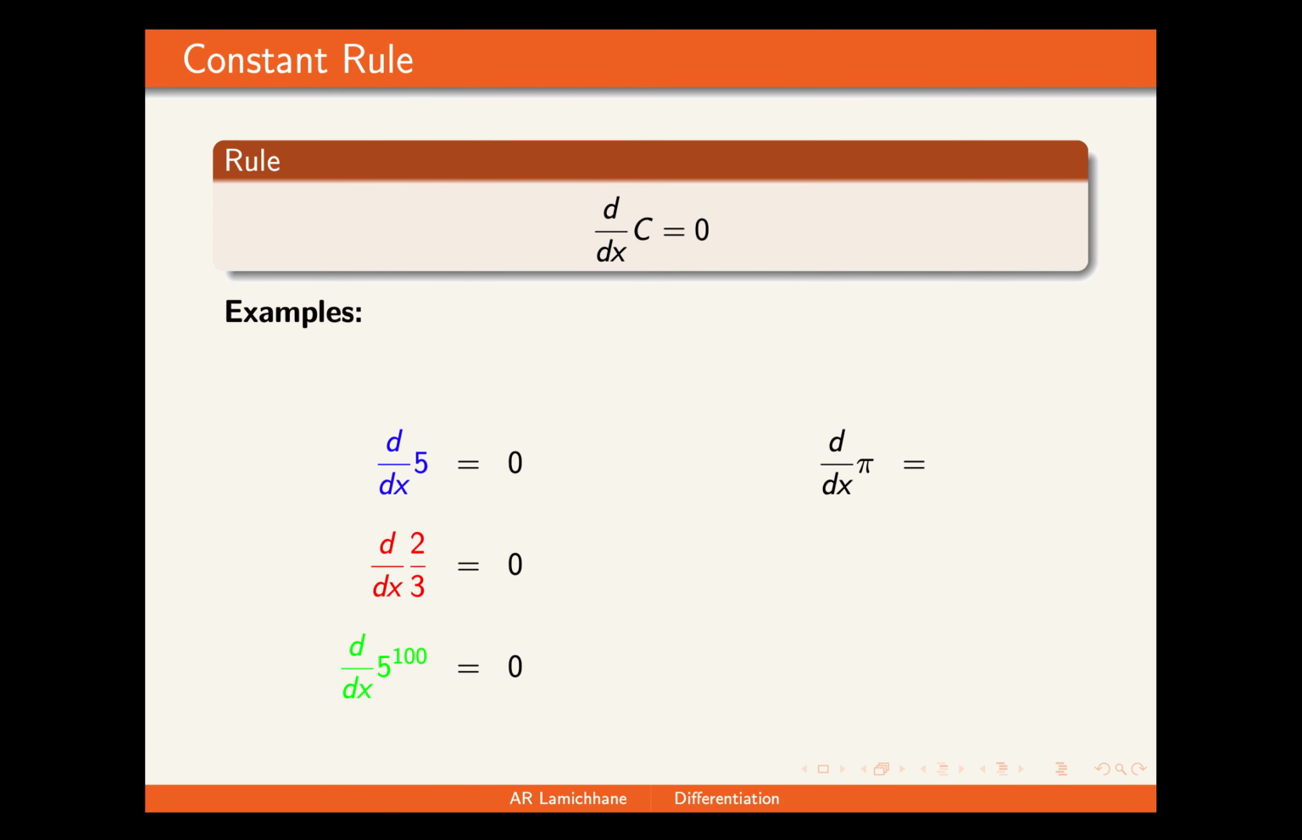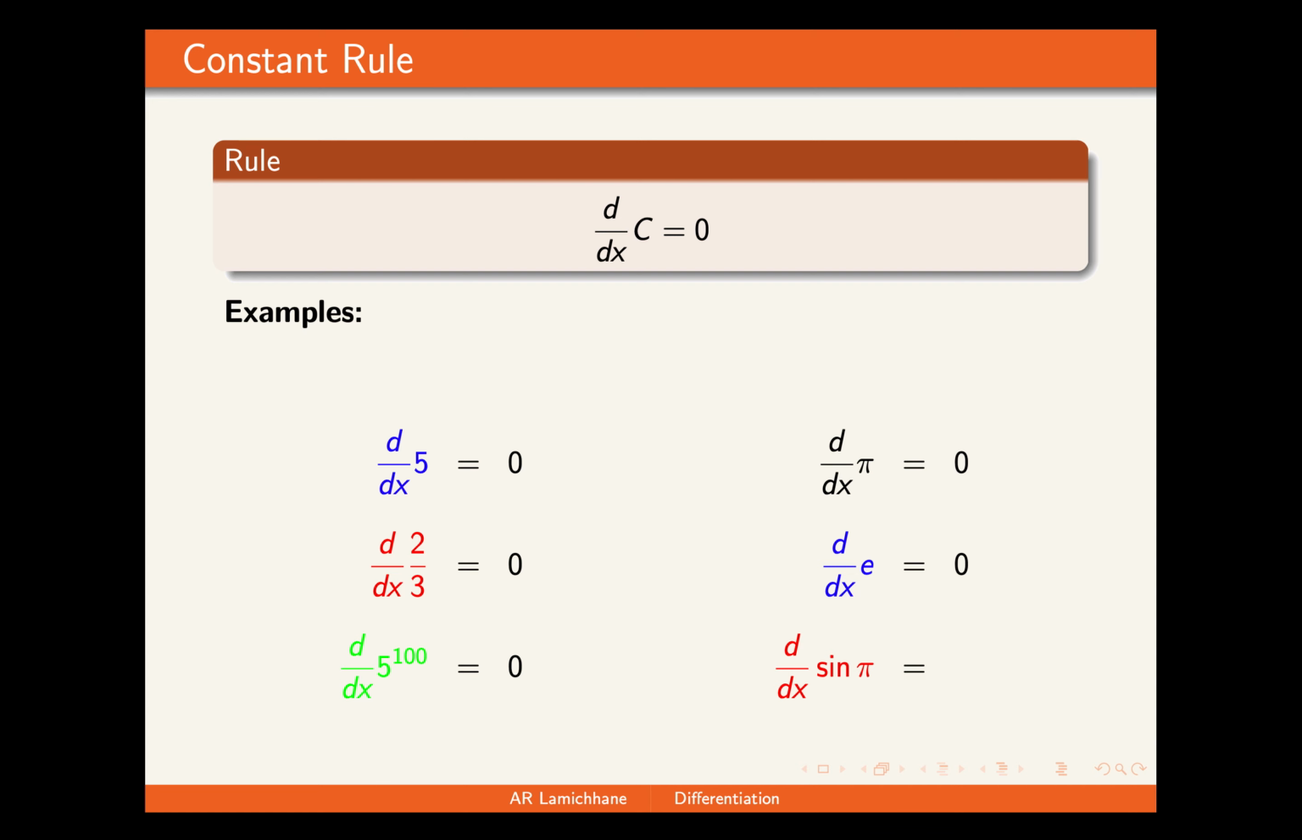In the same way, the derivative of pi with respect to x. Pi, of course, is a real number, right? And so it is a constant, so the derivative of that will be 0. The derivative of e, the natural exponential number e, since that is also a constant, the derivative of that will also be 0.